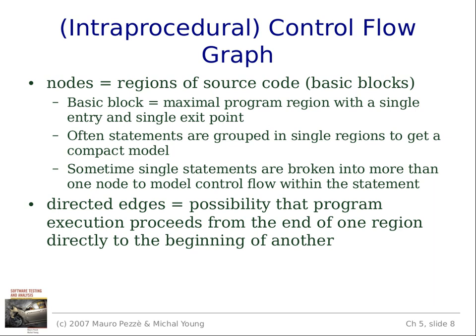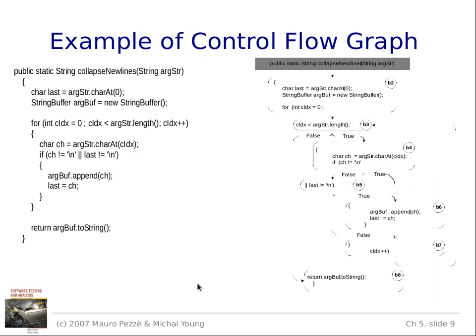It makes a lot of sense to group these together because once you enter it, you have to execute all those lines of code before you exit. So this is a very common way to group code. And a directed edge is a possibility that the program proceeds from one to another. So if it's an if statement, there might be one place to go if it's true and another place if it's false.